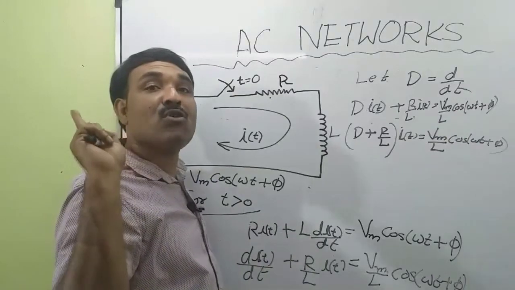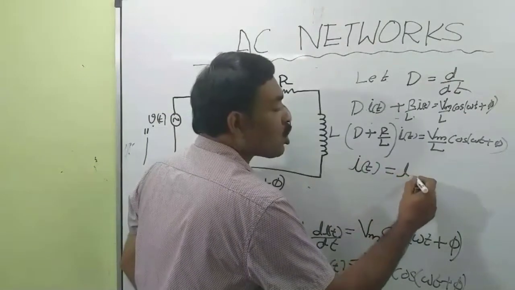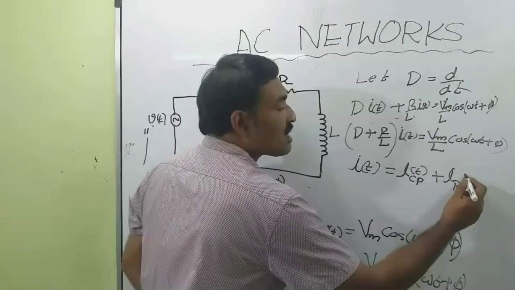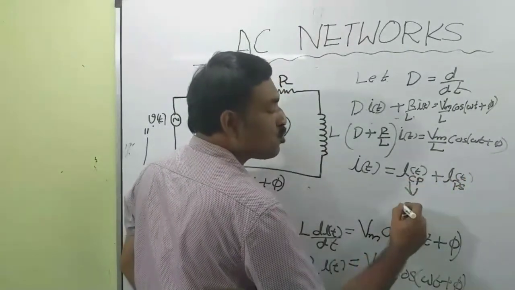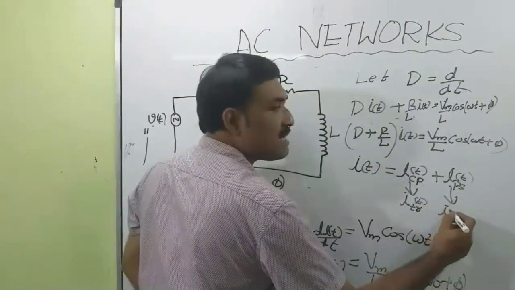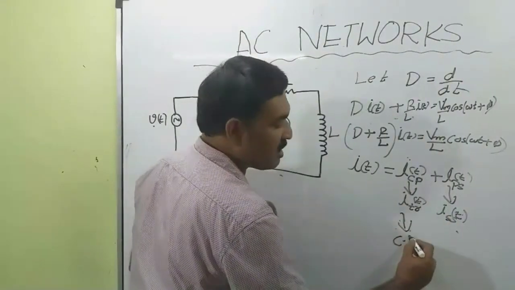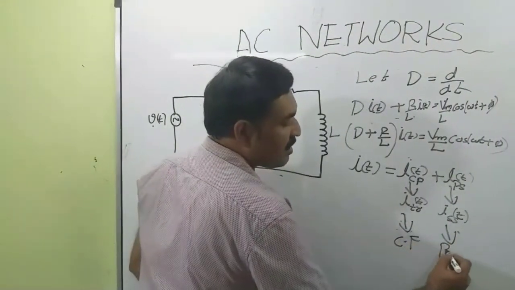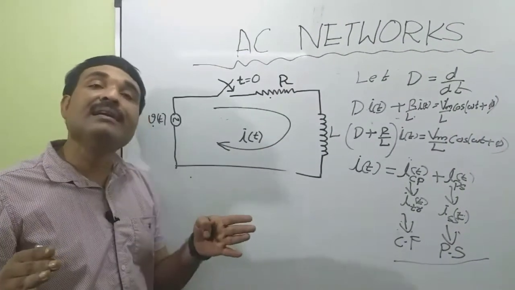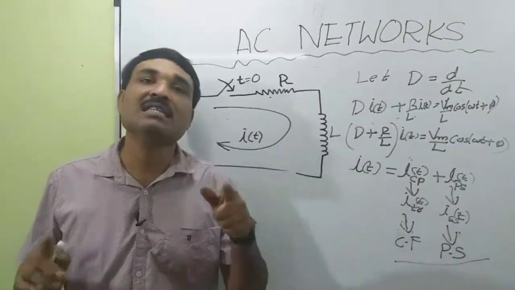So I of t consists of two parts. The complete solution I of t is equal to the complementary function plus the particular solution. The complementary function corresponds to the transient response and the particular solution corresponds to the steady state response. The complementary function is in the form a into e raised to minus t by tau, where tau is the time constant. For an RL network, the time constant is L by R.